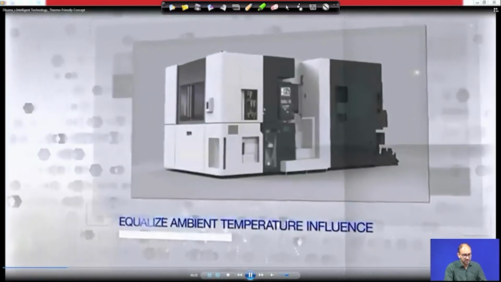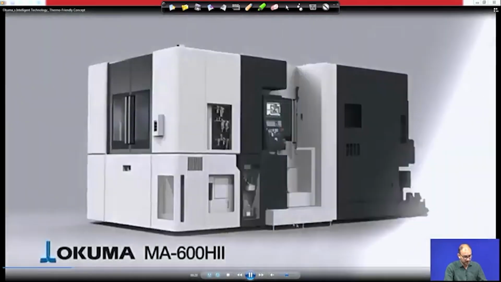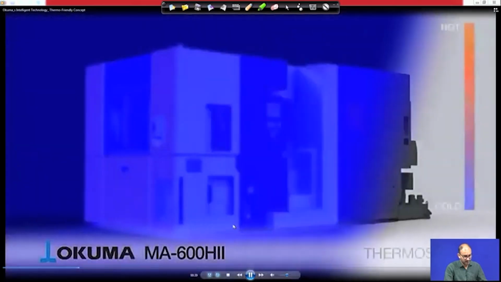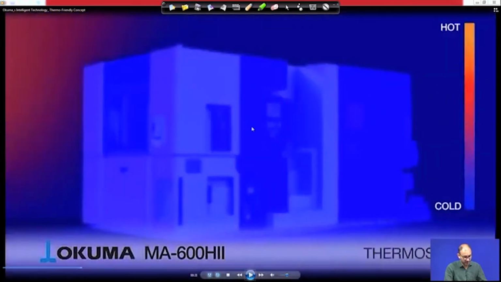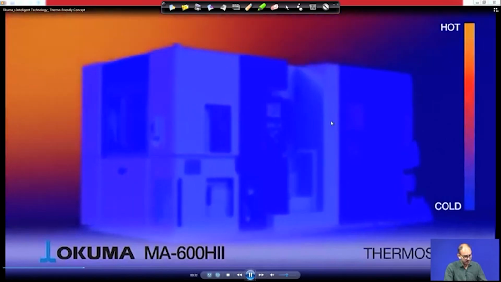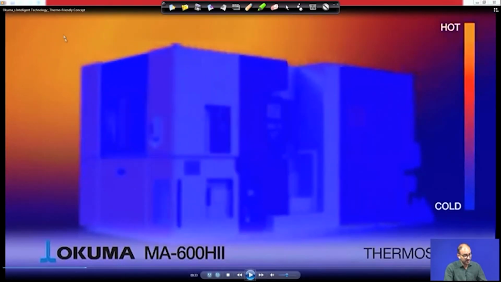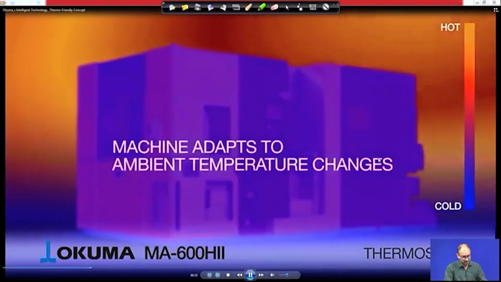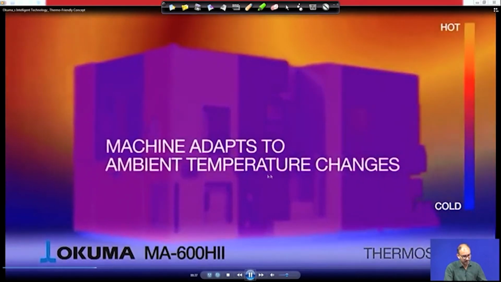So, this is the installation space of the machine, and this is the temperature variation. Now, if you see this particular thing, the temperature of the whole machine is within a particular zone. You will not find any orange spot or red spot. So, this is the external. When you are changing the temperature of the climate, still your machine is at the same temperature. The machine adapts to the ambient temperature changes.